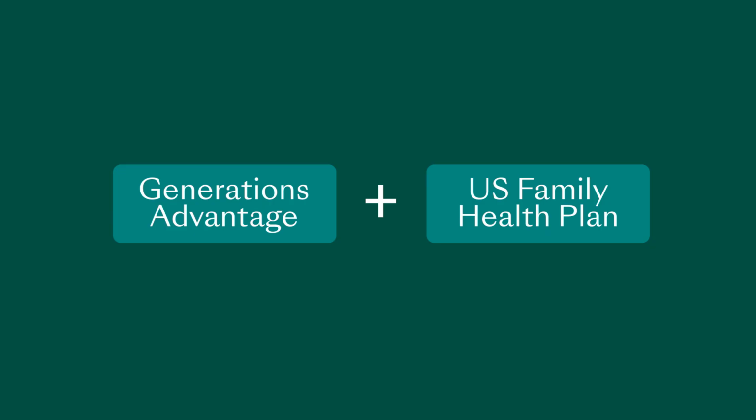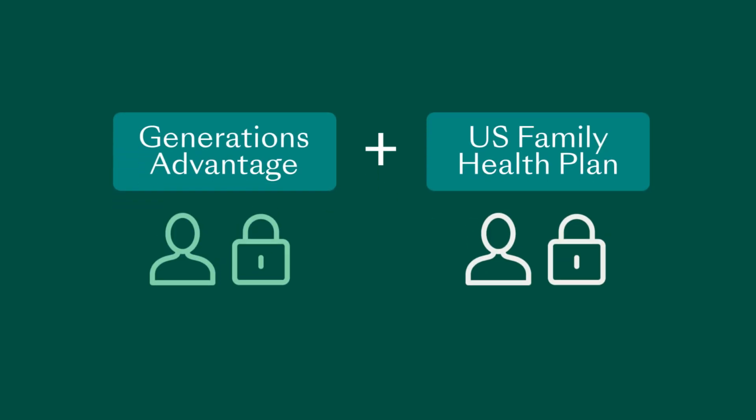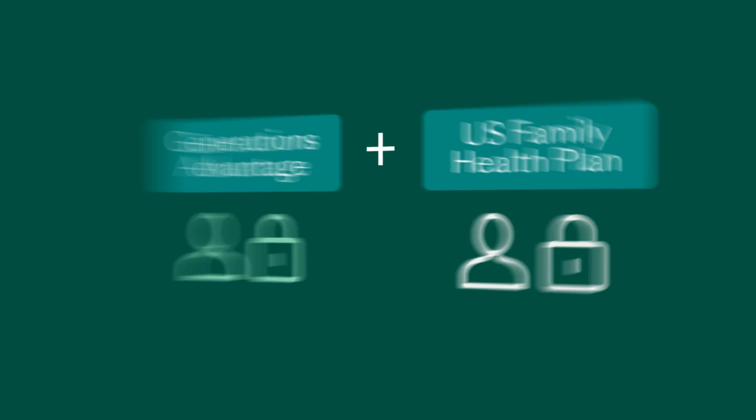Before we get started, here are 2 important things to note. First, if you are a member of both Generations Advantage and the U.S. Family Health Plan, you must have a different username and password for each portal account. Second, your account username and password do not expire, so you choose if and when you'd like to change them.